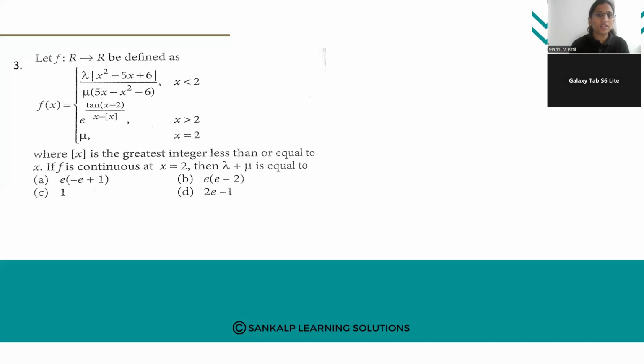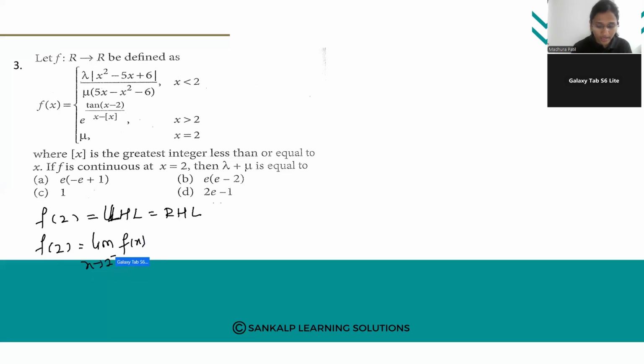So they have given that the function is continuous at x equals 2. By definition, if the function is continuous at x equals 2, then the left hand limit will be equal to the right hand limit. That is, f of 2 will be equal to the limit of f of x as x tends to 2 from the left hand side, and the limit of f of x as x tends to 2 from the right hand side. First, let us find f of 2 from the definition. If x equals 2, f of x is defined as mu. Let this be equation 1.